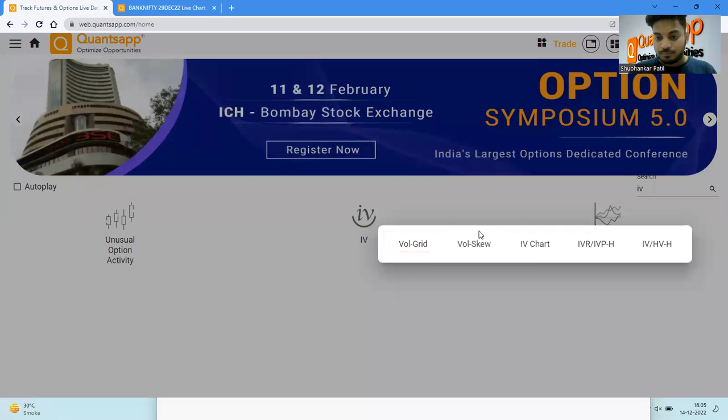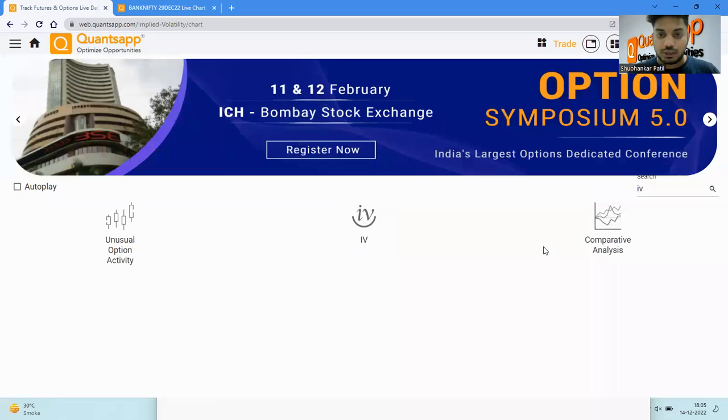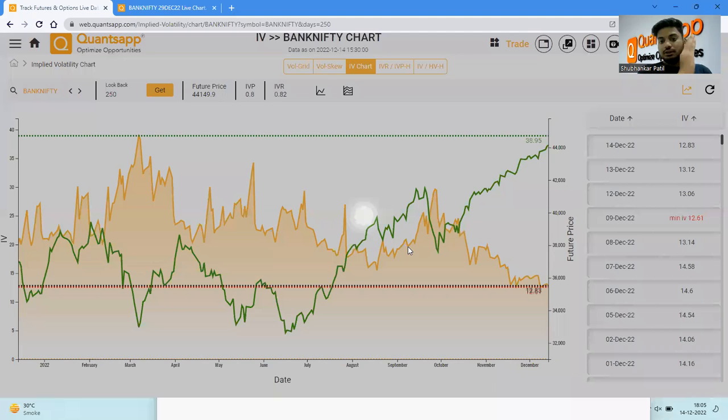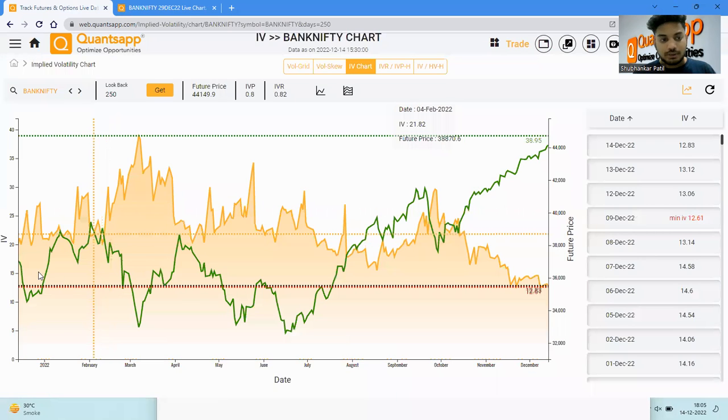So what I will do is navigate to the IV chart tool in the application, which will show us the day on day implied volatility, how much the implied volatility was on what day. The orange color line is showing us IV, the green color line is showing us the futures price. Now if you see, IVs made a top, they collapsed. IVs were at the bottom, they spiked up. IVs were at the bottom, they spiked up. Right now, where are the IVs?